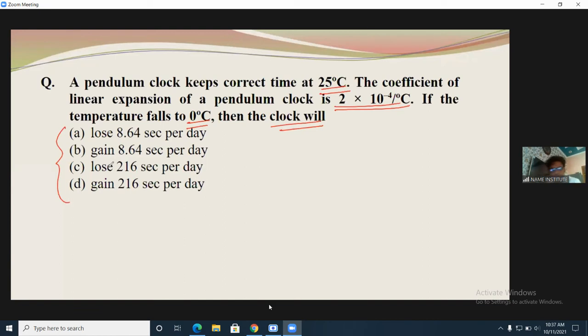Okay, answer here now. First, tell me, is it loss in time or gain in time here? Very simple. Initial temperature is 25 degrees Celsius, and that temperature reaches 0 degrees Celsius. So no doubt the temperature is decreasing. And if temperature decreases, it means there will be gain in time.